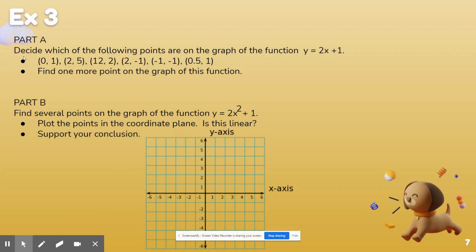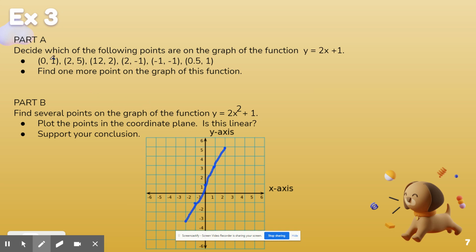Now, looking at this, it says decide which of the following points are on the graph of the function y equals 2x plus 1. The easiest way to do this is go, well, here's 1, go up 2 over 1, up 2 over 1, and you do that all the way across so that you have a straight line. You would graph it. Hopefully it's as straight as possible. I'll try to do the best I can on this one.